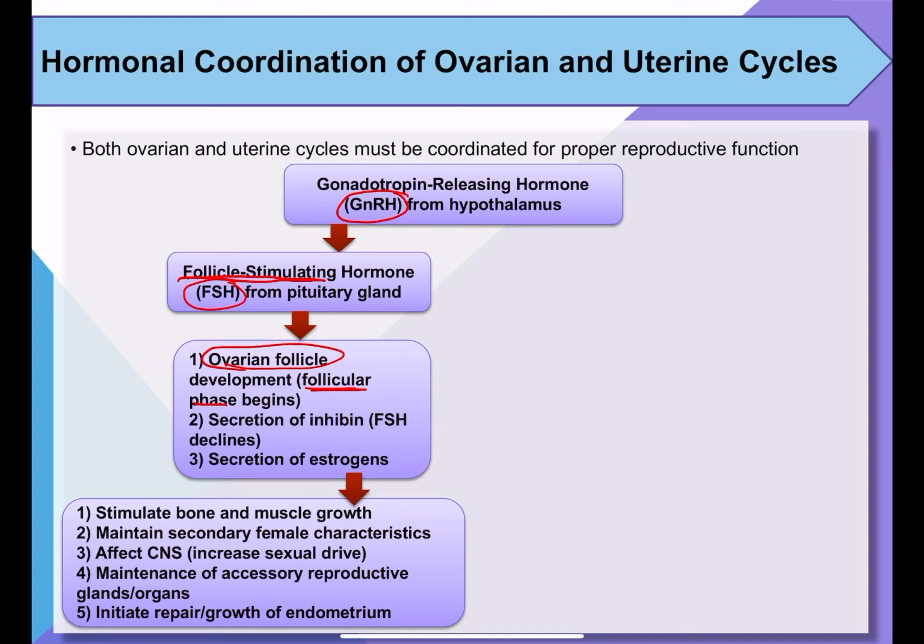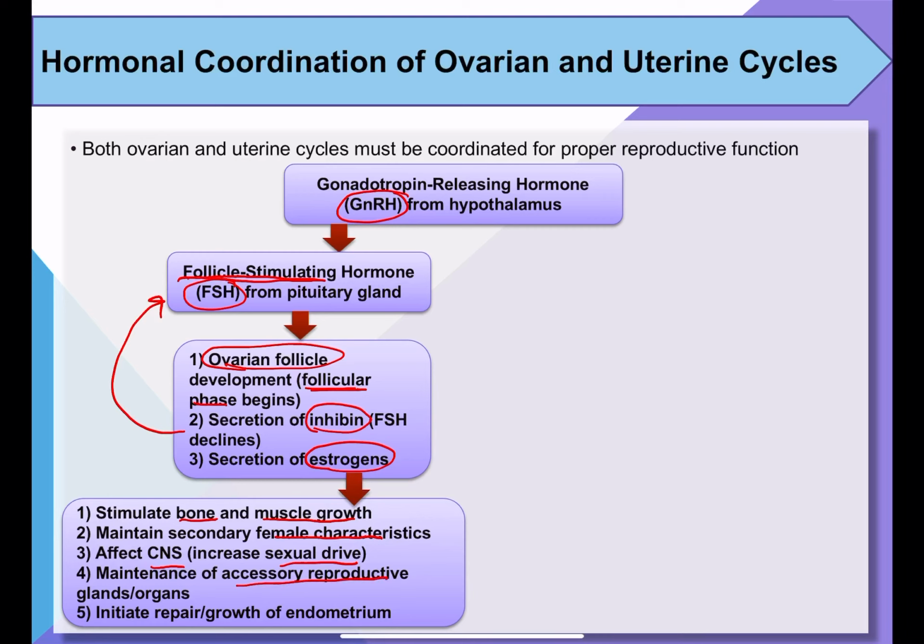Now it also secretes inhibin to stop FSH as a negative feedback mechanism, and it also stimulates secretion of estrogen. Estrogen, as we have talked about from 2401, stimulates bone and muscle growth, other than other stuff related to the reproductive system. Okay, it maintains secondary female characteristics, affects your central nervous system, which increases sexual drive, and maintains accessory reproductive glands and organs.